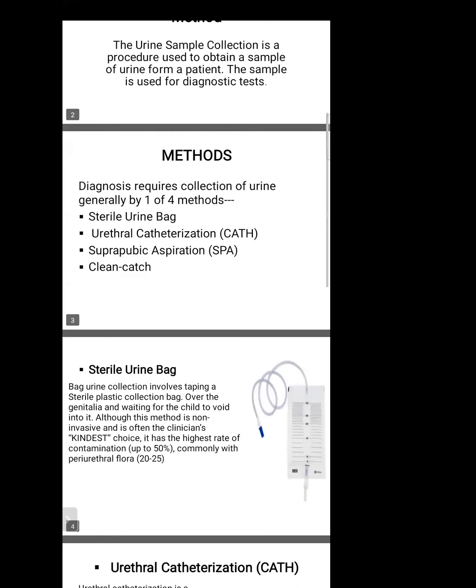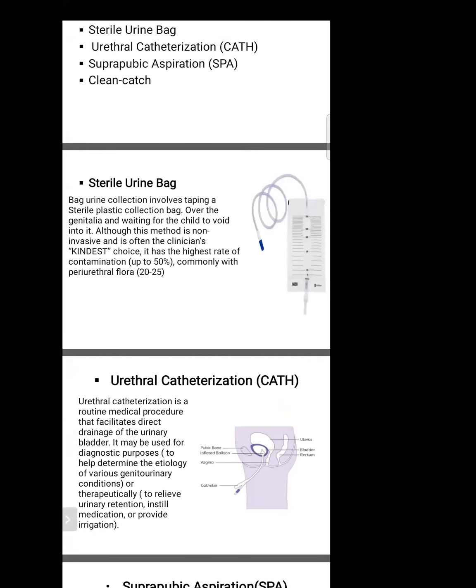One, sterile urine bag. Bag urine collection involves wrapping a sterile plastic collection bag over the genitalia and waiting for the child to void into it. Although this method is non-invasive and is often the clinician's choice, it has the highest rate of contamination, up to 50%, commonly with periurethral flora, 20 to 25.